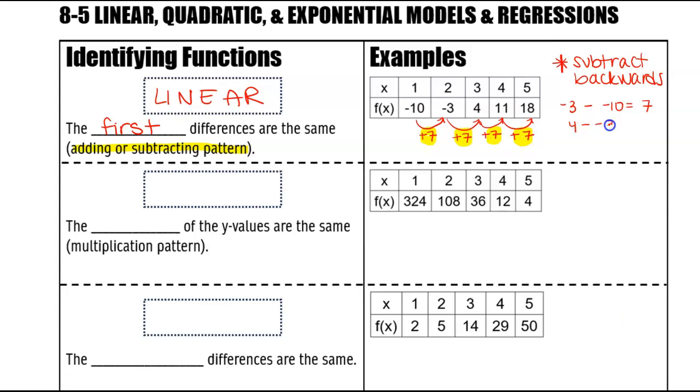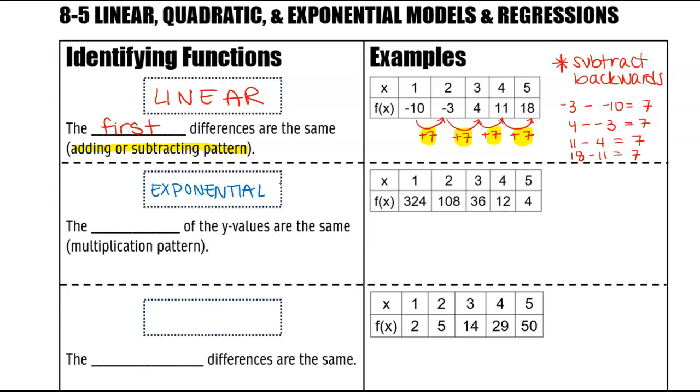4 minus a -3 is 7. 11 minus 4 is 7. Every single time I subtract backwards, I get the same amount. So those are our first differences.